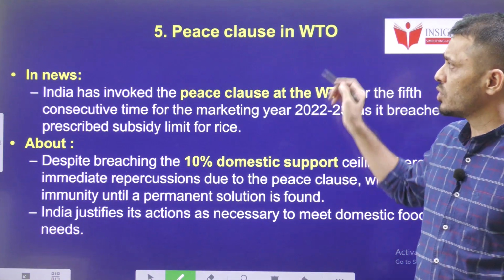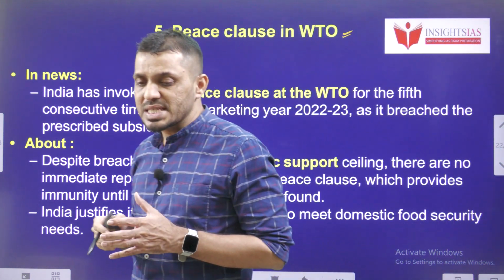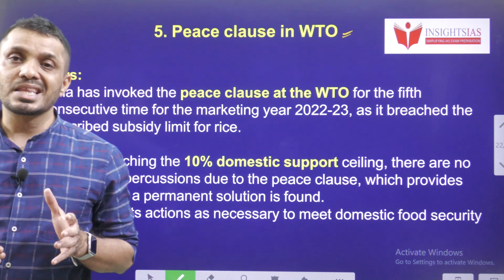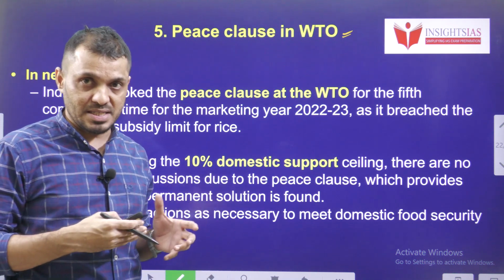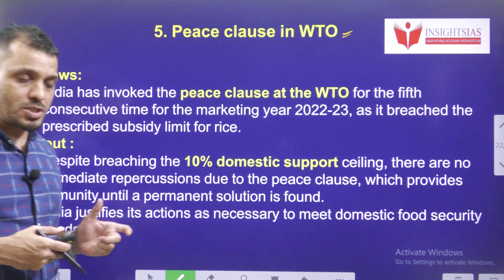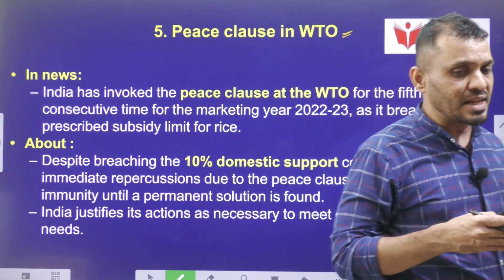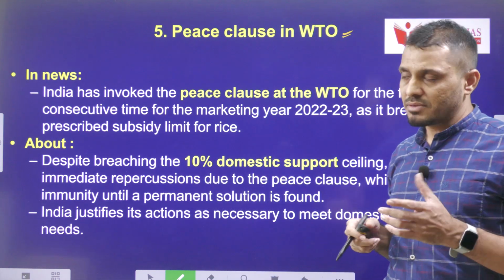Next, WTO, peace clause. India invoked the peace clause in WTO. What is this peace clause? The peace clause prevents legal action against developing countries. That is the peace clause. Okay, so India invoked the peace clause. Why? Some countries are alleging that India violated certain WTO norms. What are those? We'll see.